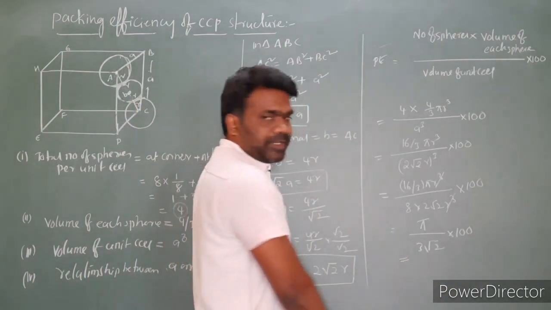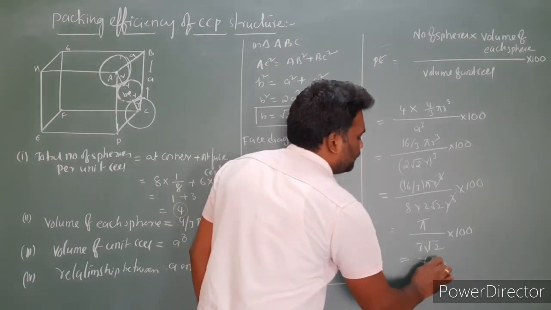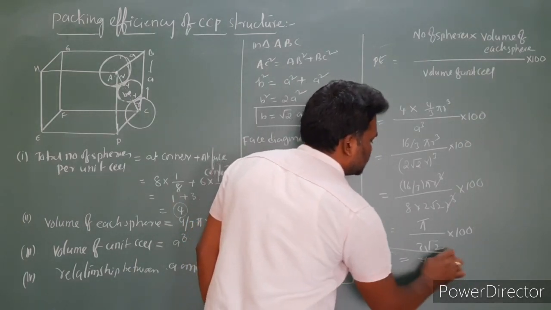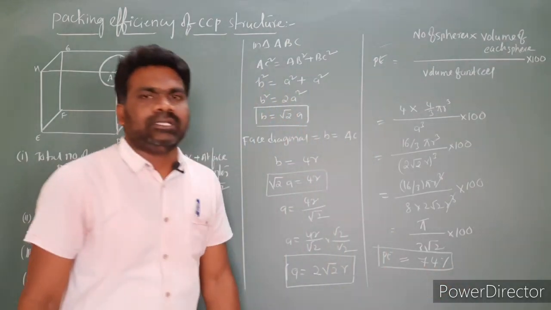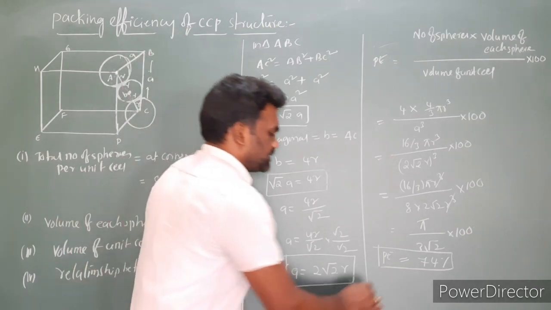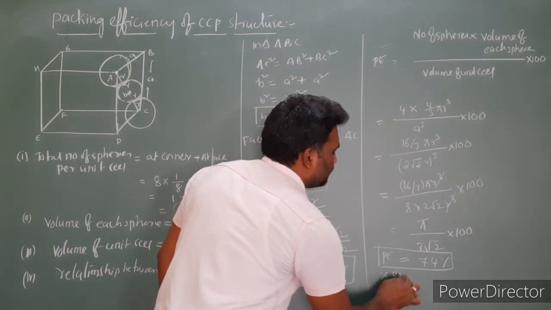Upon simplification you will get 74%. The packing efficiency of the FCC lattice is 74%. Next, the percentage of empty space. So we have to calculate the percentage of empty space.